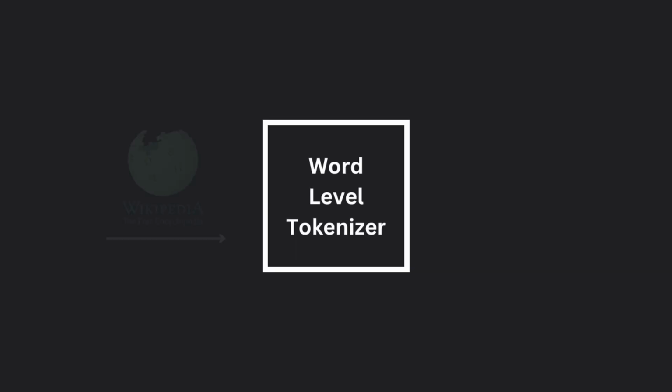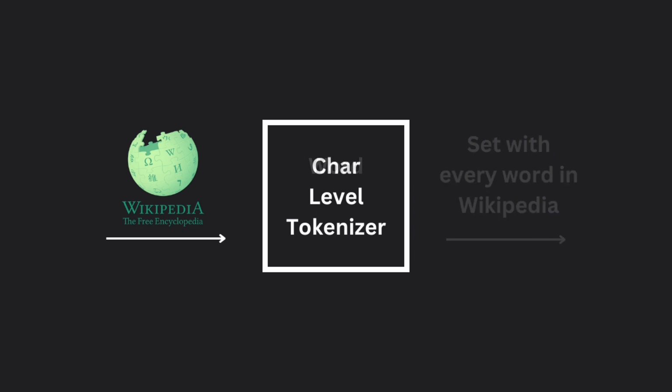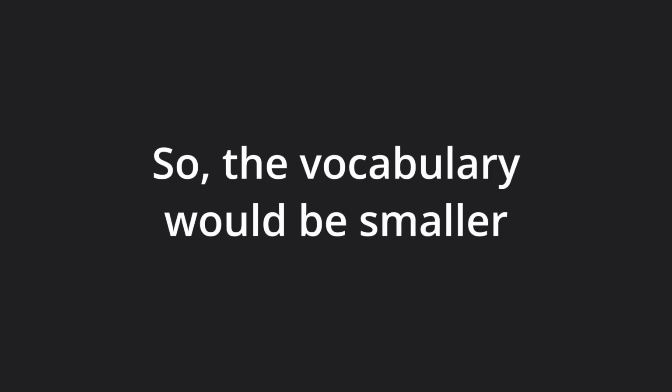If we use word level tokenization, the vocabulary might be the set of all words in a language. But if we use character level tokenization, the vocabulary would just be the set of all characters in the alphabet plus the special characters, but that's still far less than the number of words there could be. So, the vocabulary would be smaller.